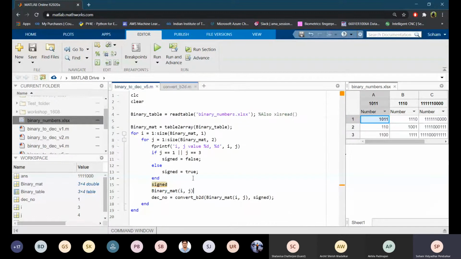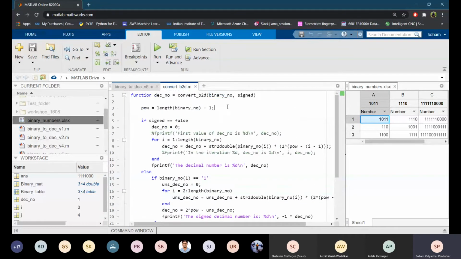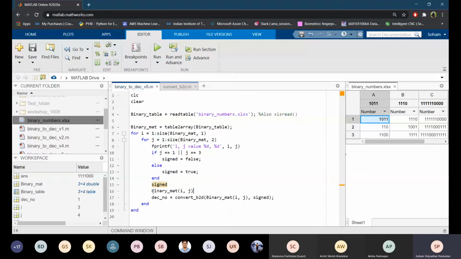Yeah, the issue is that this binary number is supposed to be a string, right? We are taking it inside a string, and then when we are processing it, we are converting it to a number. That is why when we printed this binary mat, you see in the command window that it is giving out a number. So we need to first convert it to a string. How can I convert it? You can just convert this to a string.